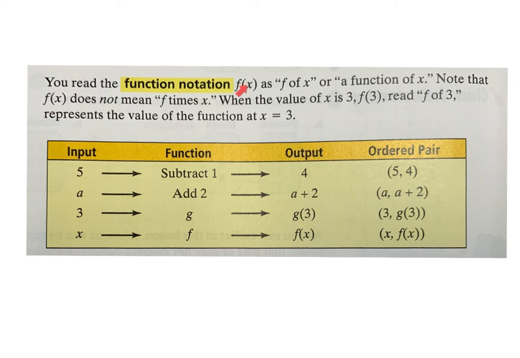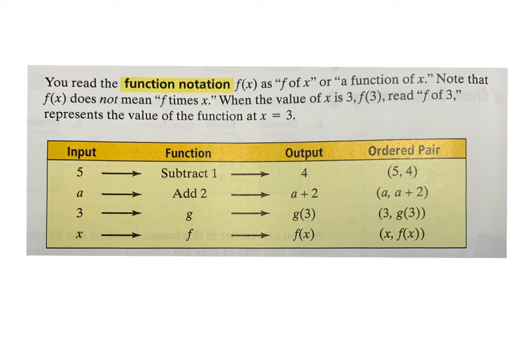F of x is how it's pronounced when you sound it out in actual words, or a function of x. But it is written with this little script f, parentheses, and an x. And it means f of x or function of x. What it means is that f of x represents the output. You could just as easily put a y there, and it's the same thing. It does not mean multiplication, okay? So it does not mean you are multiplying f times x. That is not what this means.